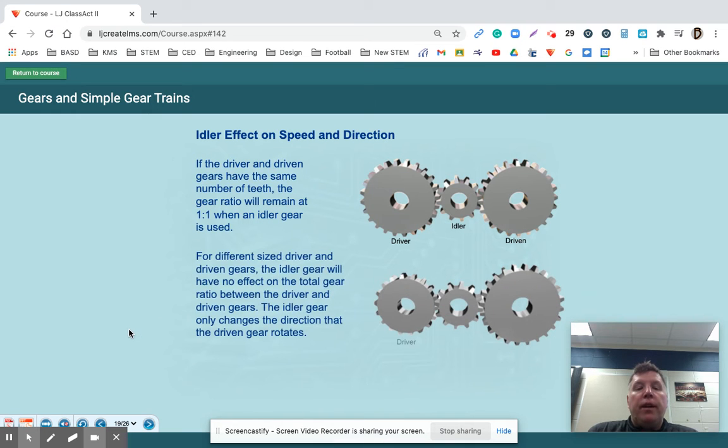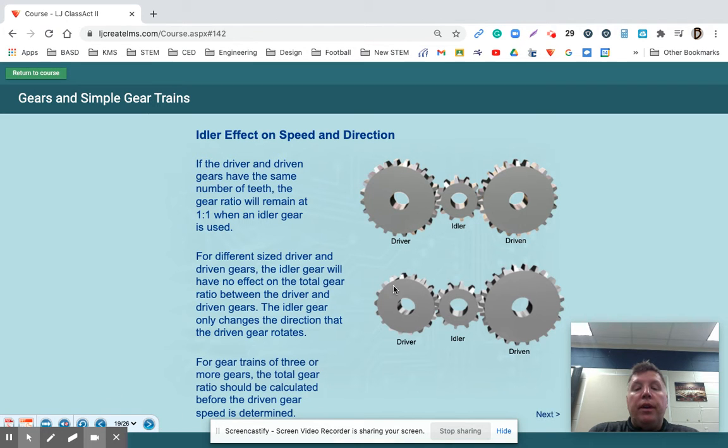For different size driver and driven gears, the idler gear will have no effect on the total gear ratio between the driver and the driven gears. The idler gear only changes the direction that the driven gear rotates.